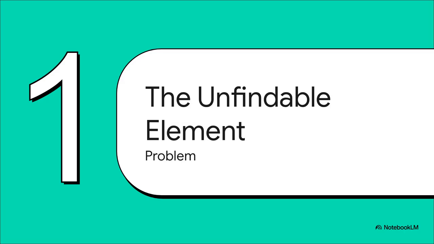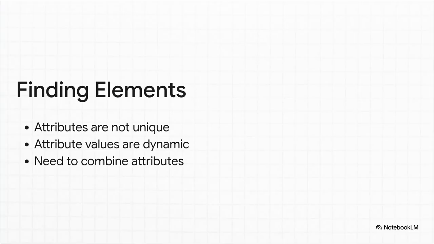And this all leads to what I call the unfindable element problem. It's a super common challenge in web automation, but once you master it, that's the key to building tests that are actually robust and reliable. So why is finding one little element so difficult? Well, on most modern websites, having a unique ID for everything is kind of a luxury. You're usually dealing with attributes that are shared all over the place, values that literally change every time the page loads, and just a ton of generic tags. The trick is to stop looking for one single perfect attribute and start combining them.